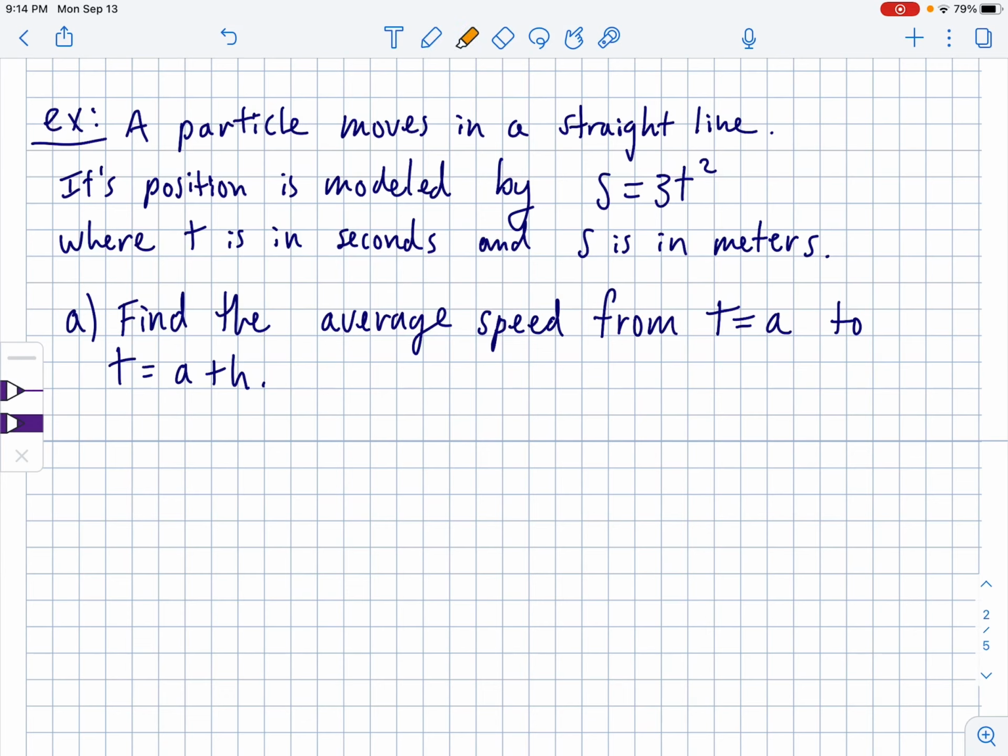So we've got this particle moving in a straight line. Its position is modeled by this, s equals 3t squared, where t is time in seconds and s is in meters.